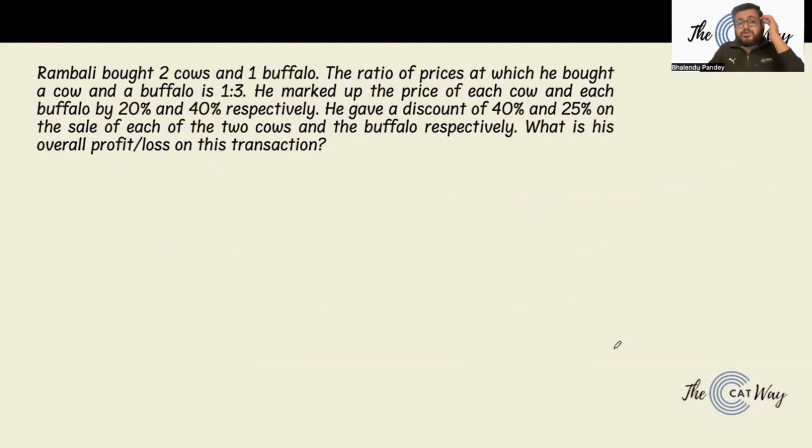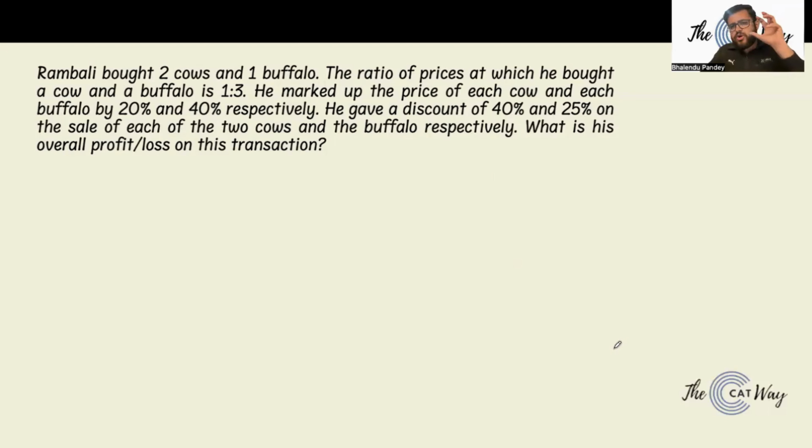Rambali bought 2 cows and 1 buffalo. The ratio of prices at which he bought a cow and a buffalo is 1:3. He marked the price of each cow and each buffalo up by 20% and 40% respectively. He then gave a discount of 40% and 25% on sale of each of these cows and buffaloes respectively. What is his overall profit or loss percentage?